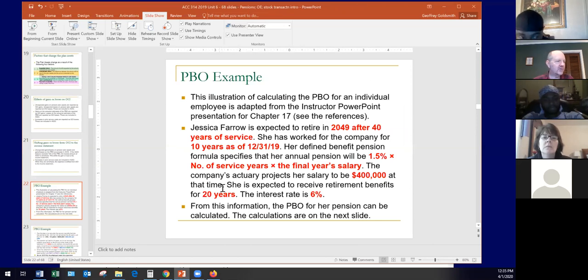So let's go to an example of calculating the PBO for an individual employee. Jessica Farrow is expected to retire in 2049 after 40 years of service. She has worked for the company for 10 years as of December 31st, 2019. Her defined benefit pension formula specifies that her annual pension will be 1.5% times the number of service years, how many years she works for the company, times the final year's salary. The company's actuary projects her salary to be $400,000 at that time.